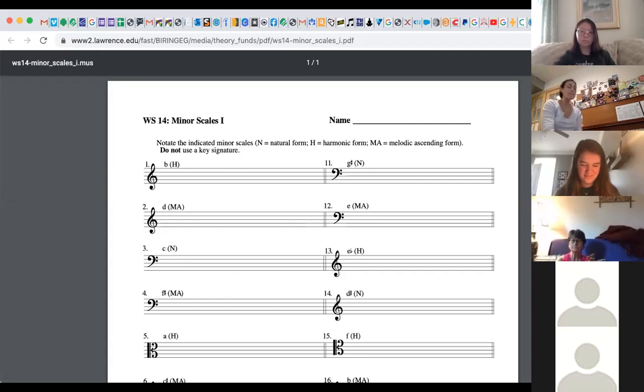So B harmonic minor, what are the names of the notes going up? B, C sharp. Let me see what I wrote here. D, E, F sharp, good. G. So what are we altering with harmonic minor then? It'll be A sharp. A sharp. Good.